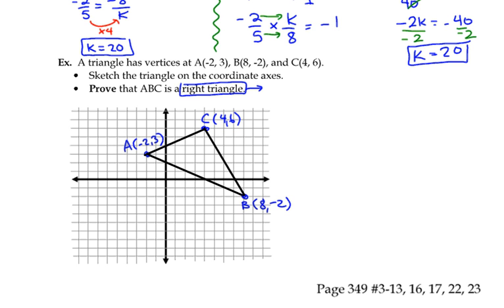So, we have one. It has a 90-degree angle. So how does that relate to slope? What are two lines that have a 90? What do we call those? Perpendicular. So lines that make a 90-degree angle are perpendicular.